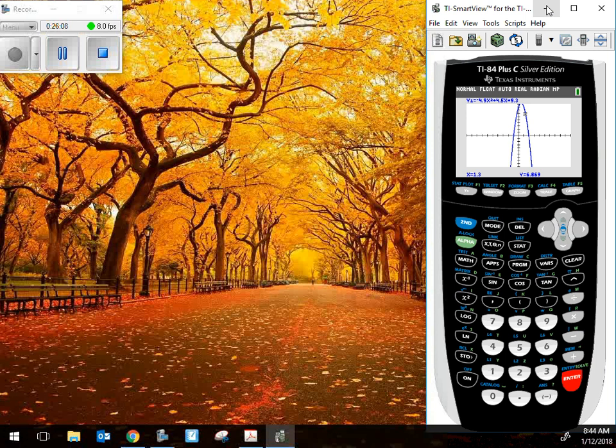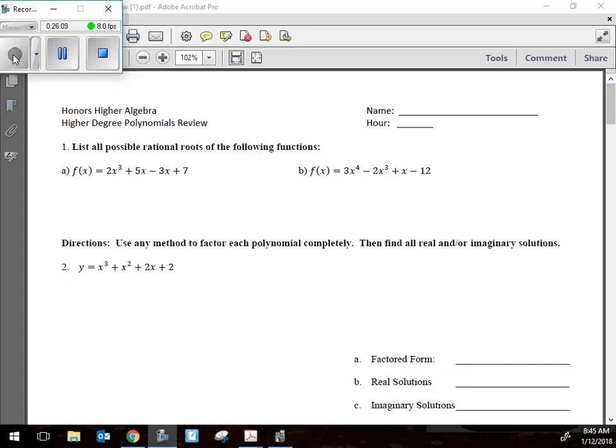Here's higher degree polys. So first of all, this is list all the possible roots. I'm going to just give you the formula. Another thing for that sheet that you could be looking at right before you start the final: F con over F co. Factors of the constant over factors of the coefficient.